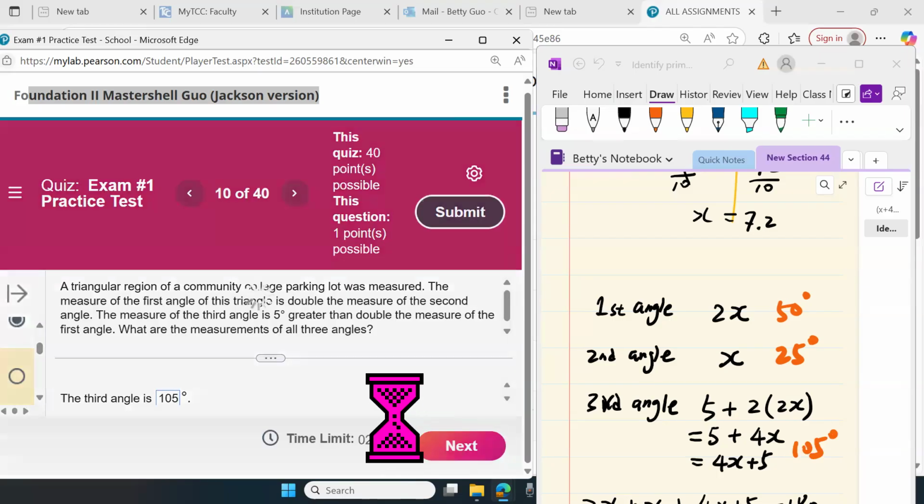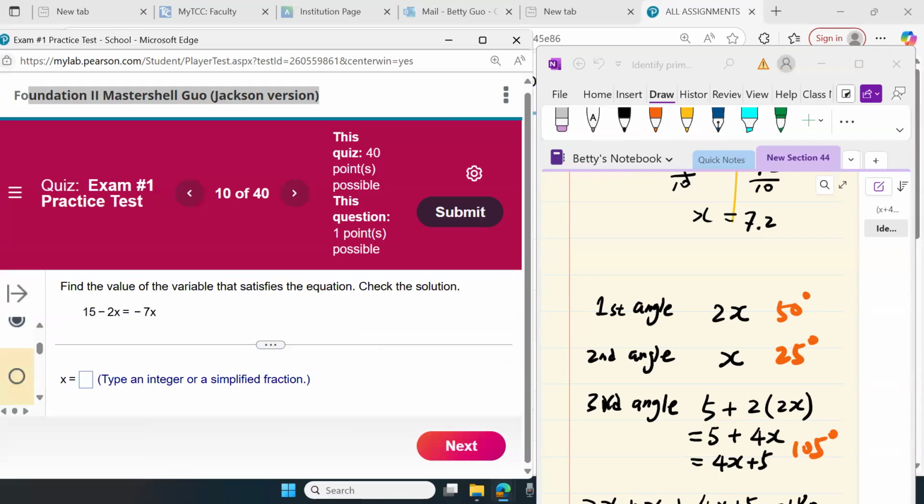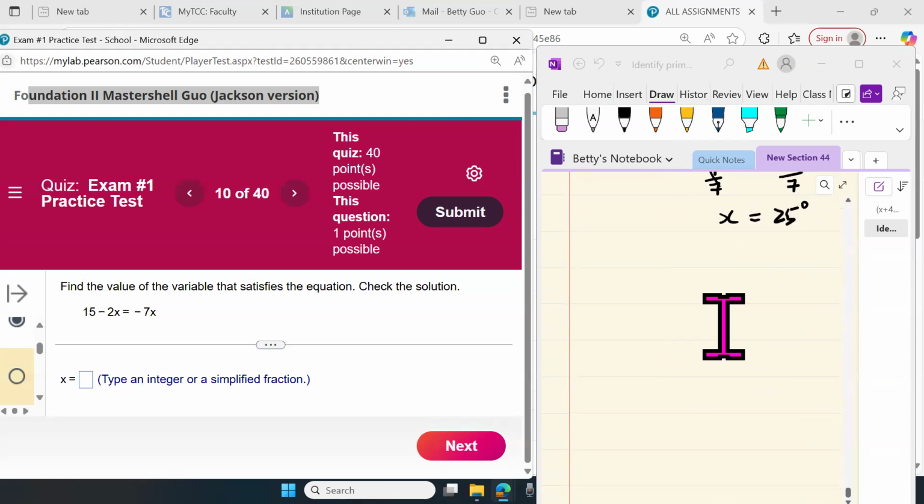All right. I don't really want to make the video very long, so let's finish number 10, and I'll continue in a next video, in a different video. So number 10, find the value of the variable that satisfies the equation. Check the result. Okay, solving equation.